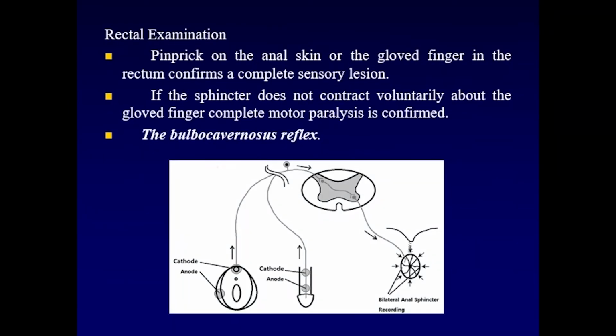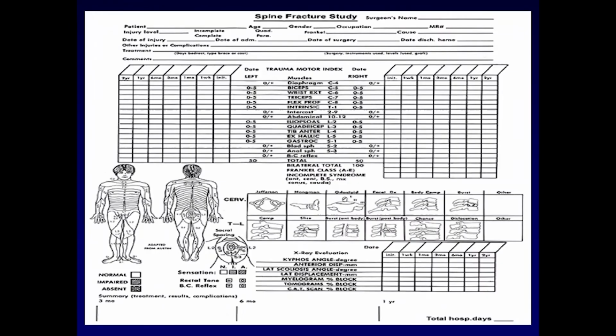Rectal examination is also very important, whether sensory examination or examining the tone of the muscles, and it's very important to test for the bulbocavernosus reflex, which delineates the end of spinal shock. All of these data must be included in the patient's neurologic sheet.